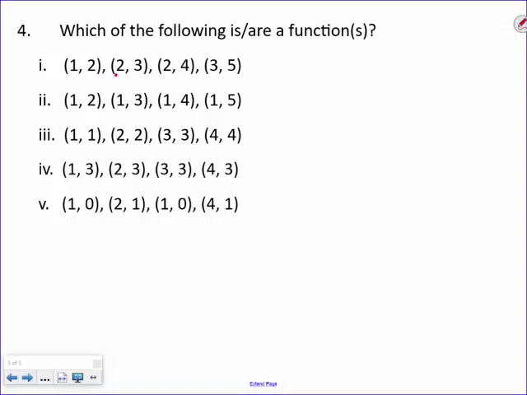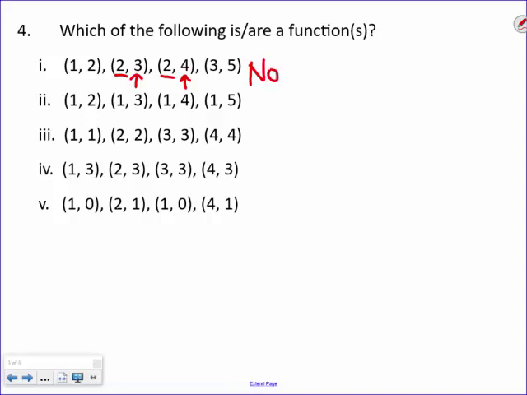There are two input values that are 2's. So when we see that they have the same input, what are we supposed to look at? The output. And what do you notice about their output? They are different, which means not a function. Okay, so that one's not a function.